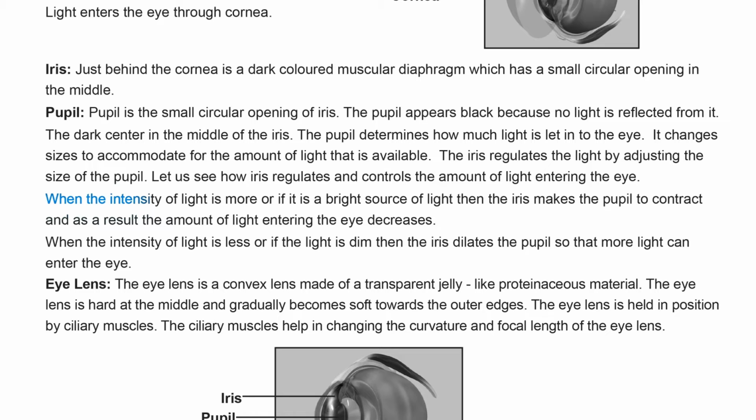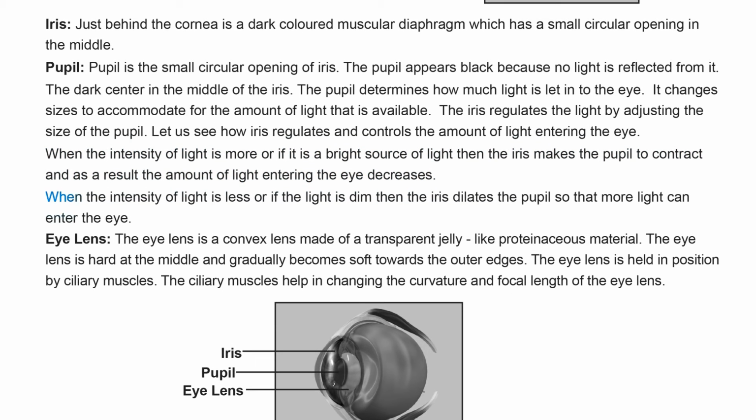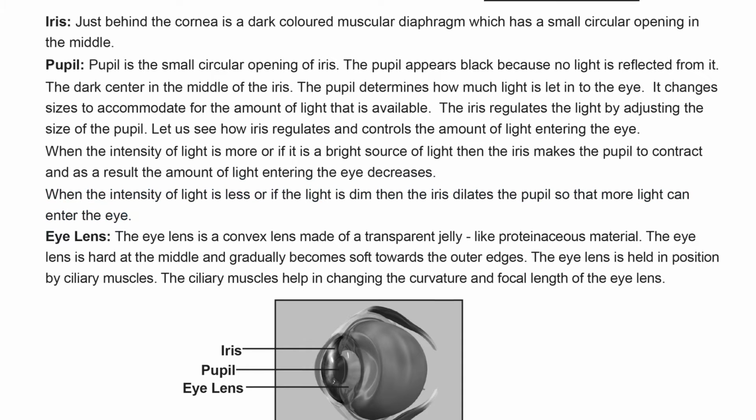When the intensity of light is more, or if it is a bright source of light, then the iris makes the pupil contract, and as a result the amount of light entering the eye decreases. When the intensity of light is less, or if the light is dim, then the iris dilates the pupil so that more light can enter the eye.